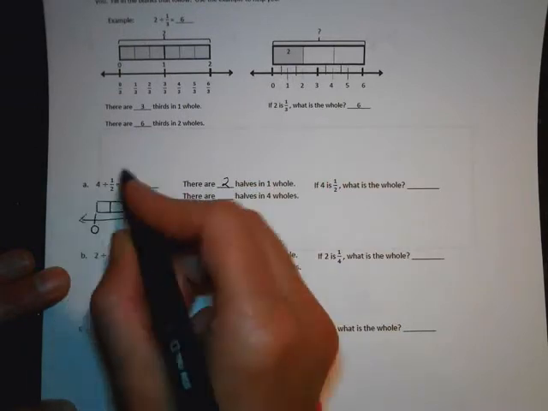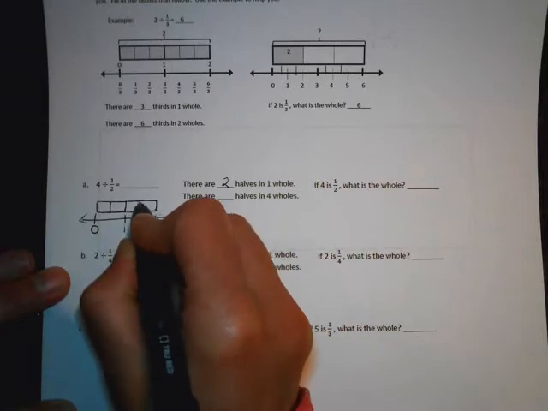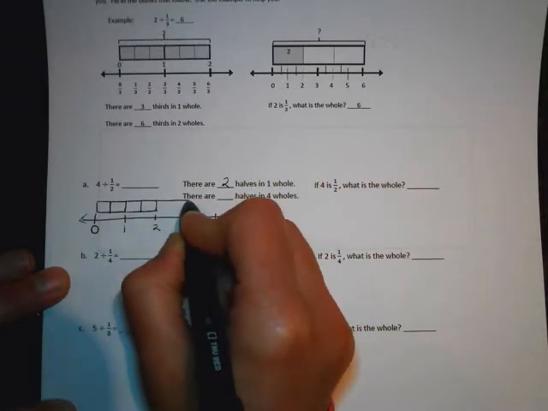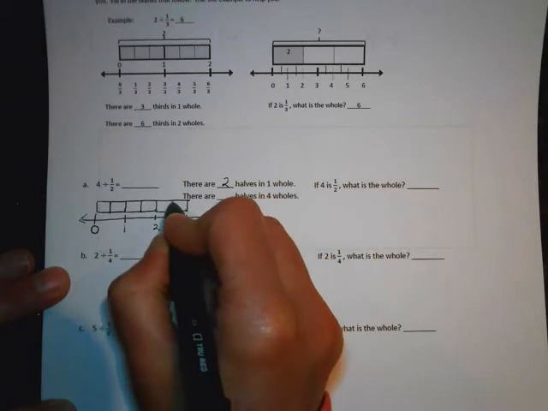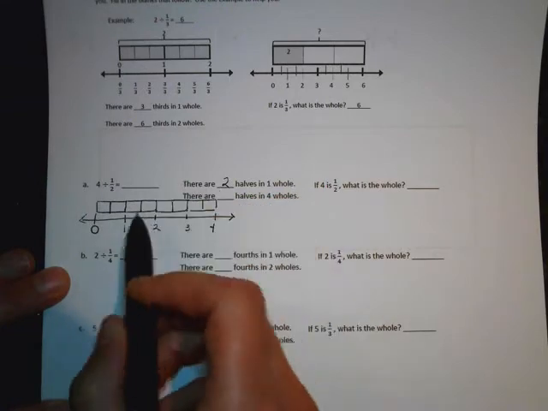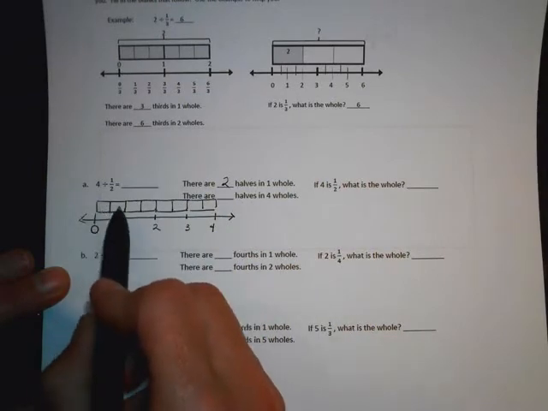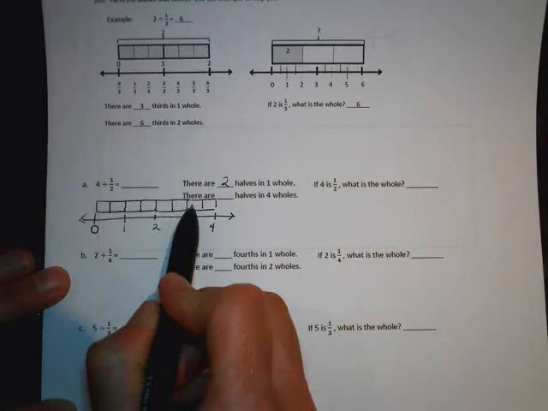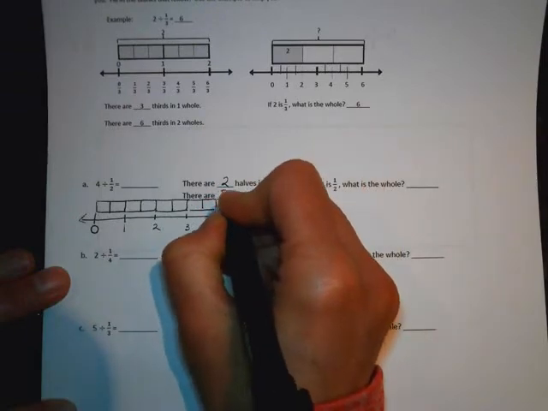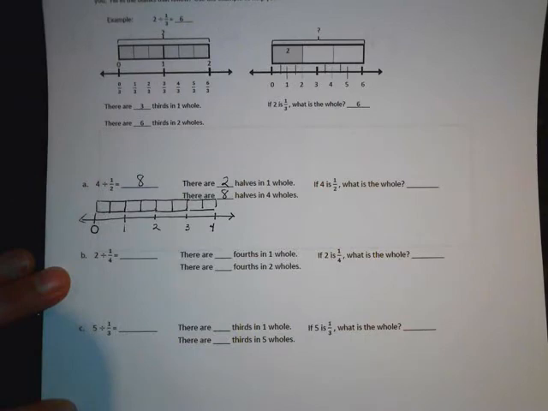So now we're going to extend that and say, okay, now we have 2 cut in half, 3 cut in half, 4 cut in half. So how many halves are in 4 wholes? 1, 2, 3, 4, 5, 6, 7, 8. So there are 8 halves in 4 wholes.